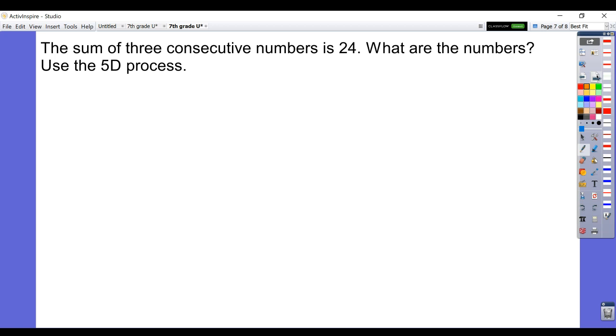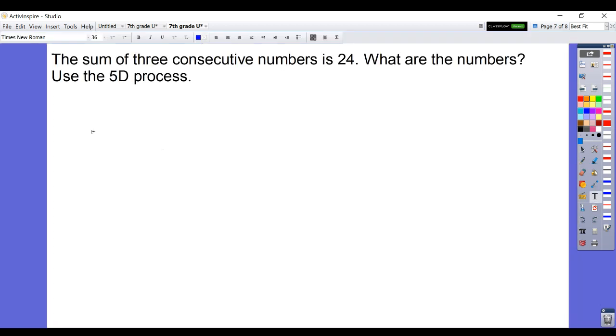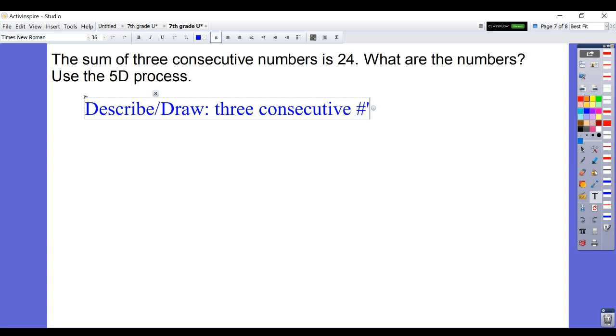The sum of 3 consecutive numbers is 24. What are the numbers? And they want you to use the 5D process. So you're going to start with describe or draw. That's your first D, remember. So what is the basic critical information? 3 consecutive numbers, which remember means something like 3, 4, 5, or 11, 12, 13, that kind of thing. All right, that's the idea of 3 consecutive numbers.